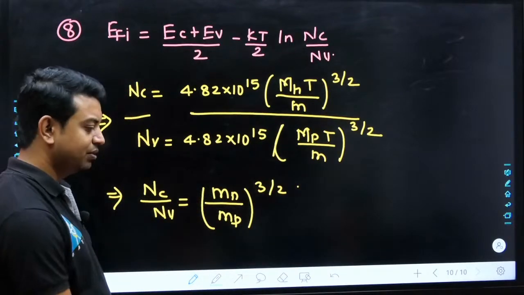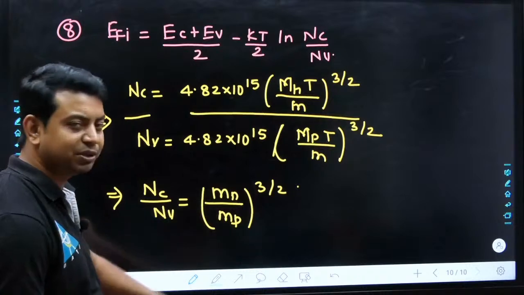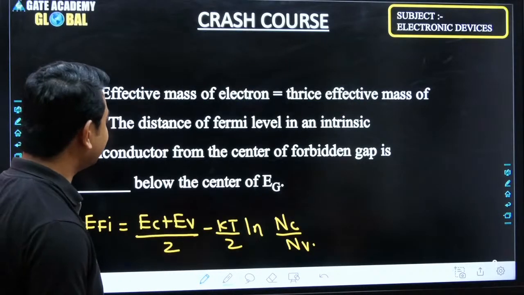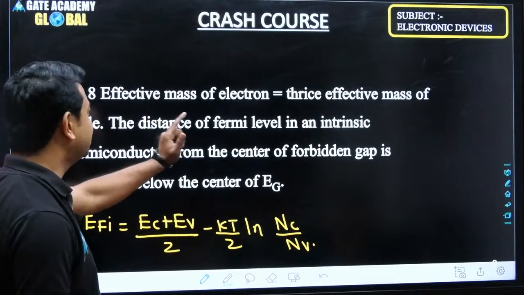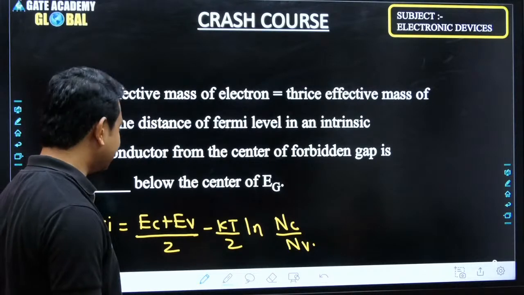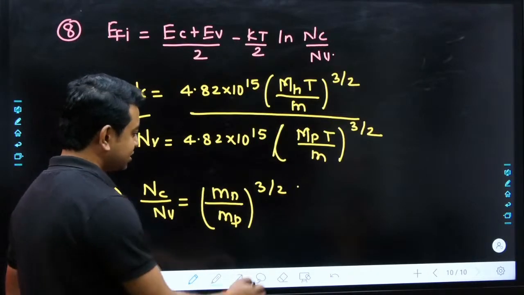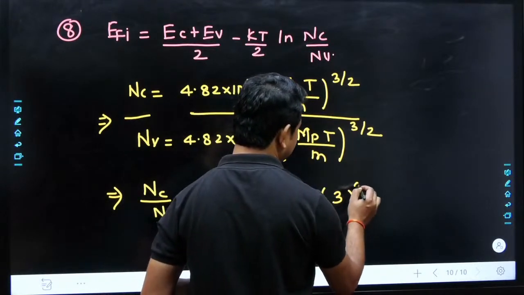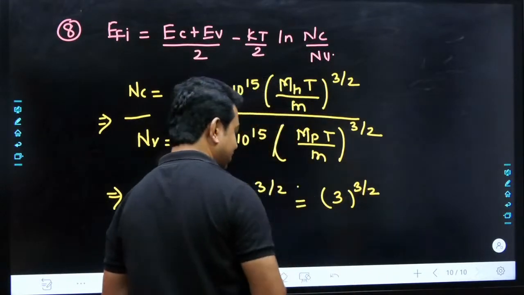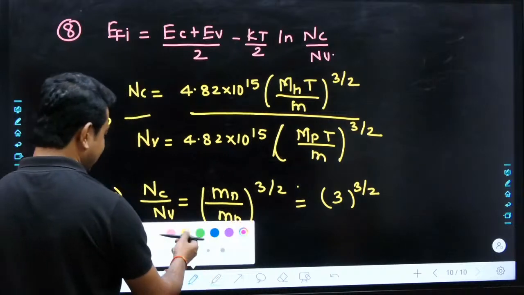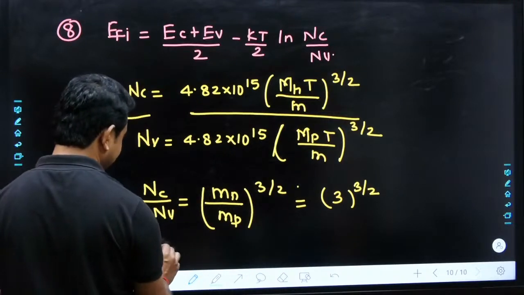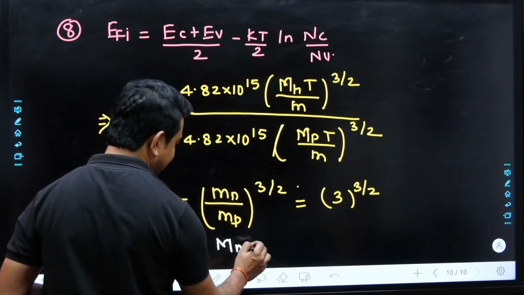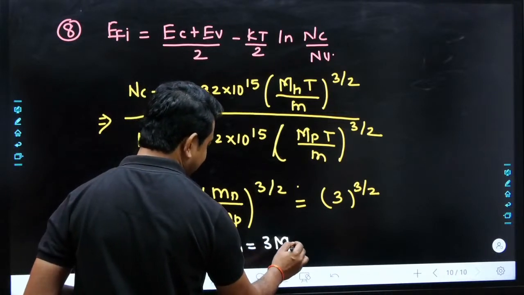So if we have the relationship between the effective mass of electrons and effective mass of holes, then you can solve the question. The effective mass of electron is equal to thrice the effective mass of hole. So we just write here, this will be given by 3 raised to 3 by 2, because the given condition is that the effective mass of electron is equal to 3 times the effective mass of hole.